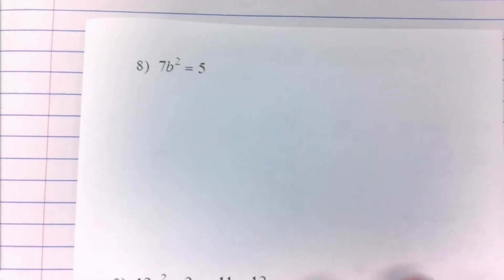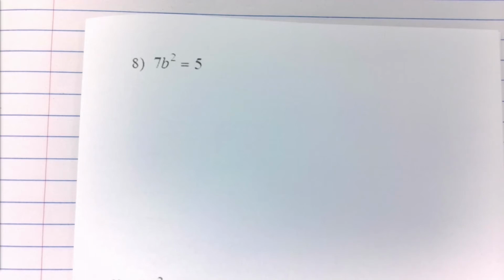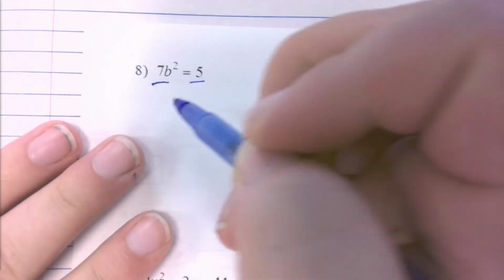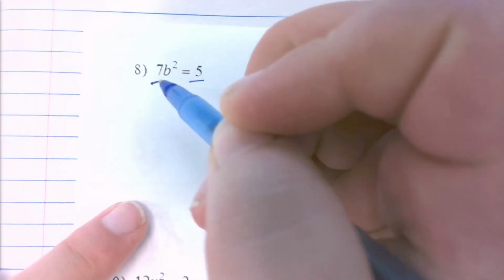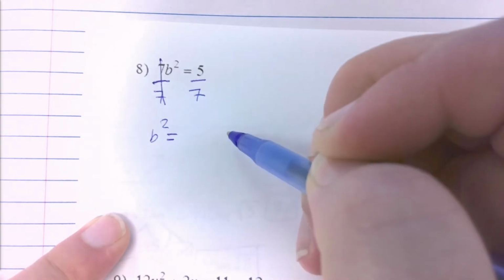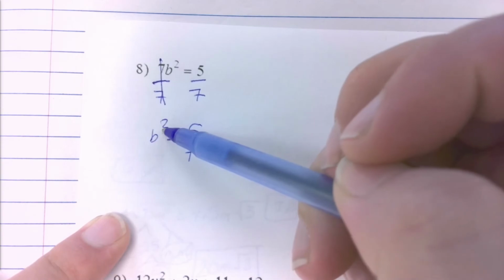All right, you guys. How can I solve that besides using the quadratic formula? Can you guys think of an easier way? Yeah. What do I do? Divide by what? The 7. So divide by the 7. So I've got b squared. What's on the right? 5 over 7. How do I get rid of that square?